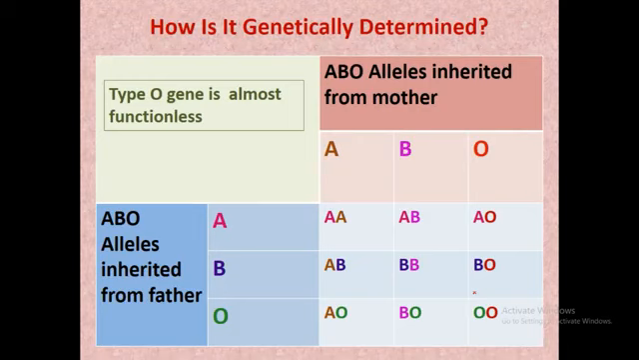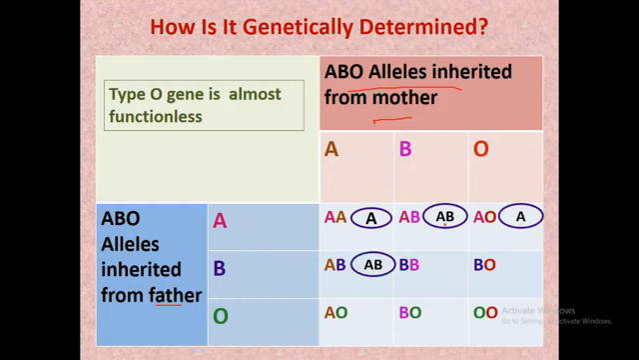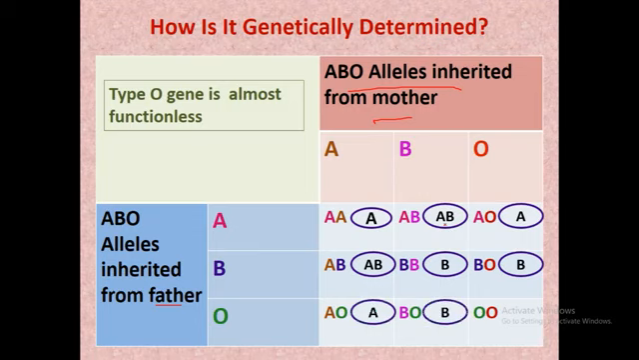How is it genetically determined? So here in the columns you are seeing the ABO alleles inherited from the mother, and in the rows these are the ABO alleles inherited from the father. So this person has blood group A, this person AB, this person A, this person AB, this person B, this person B, this person A, this person B, and this person has blood group O.